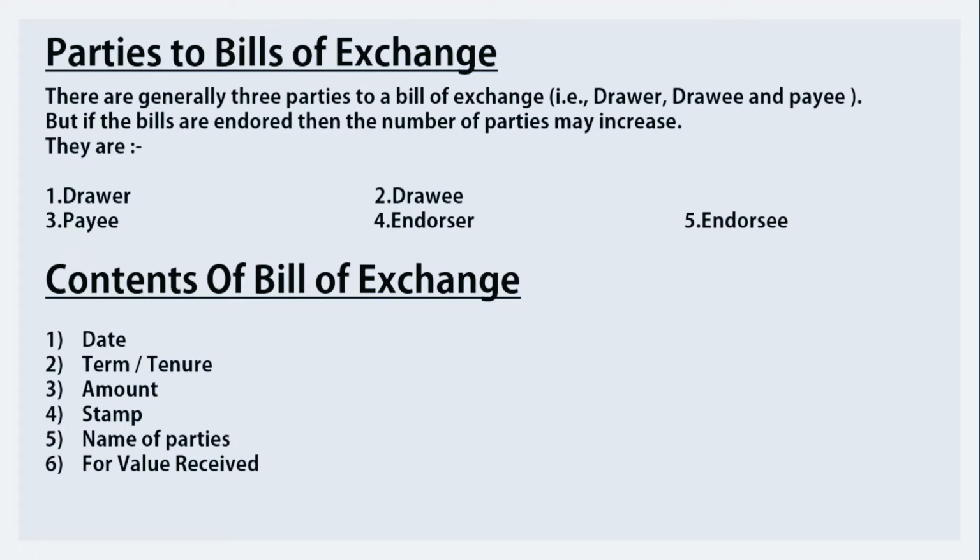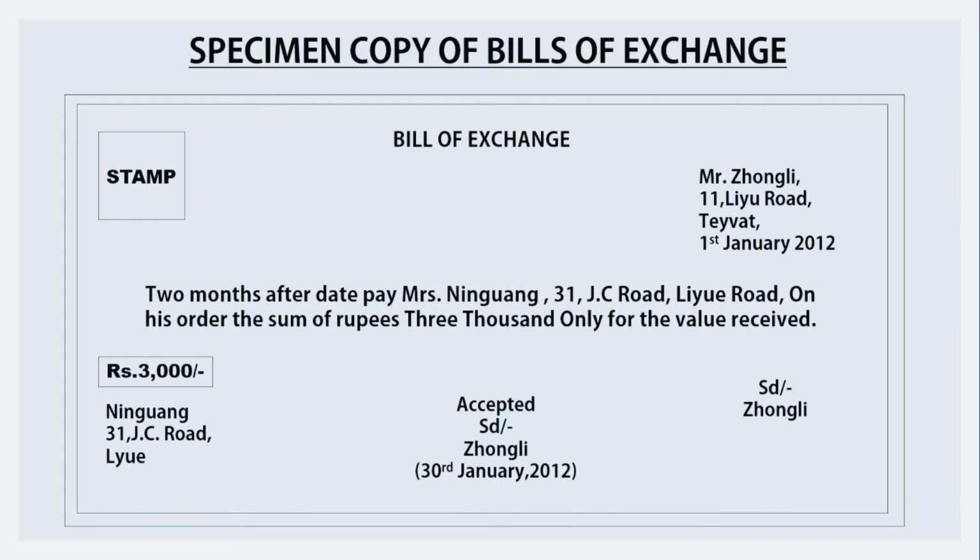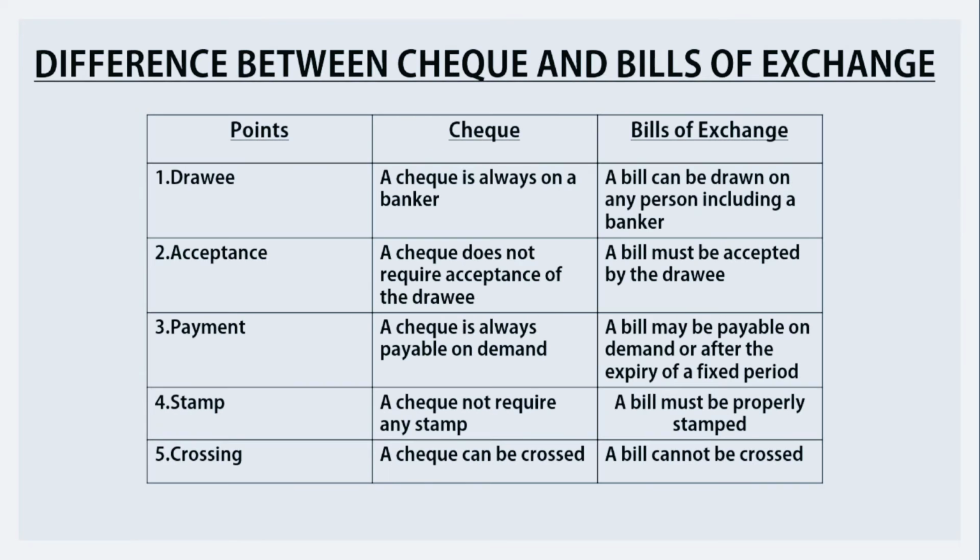Contents of bills of exchange. Bills of exchange contain the date, term, or else known as tenure, amount, stamp, name of parties, and the for value received. Here is a specimen copy or example of a bill of exchange. As we can see, there is the date, term or tenure, amount, stamp, name of the parties, and for value received.